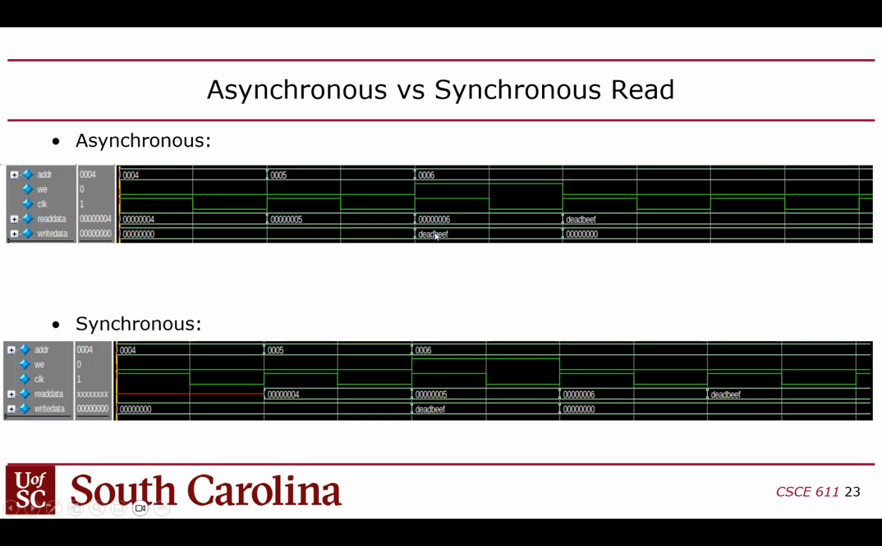The write data is dead beef, right? However, the dead beef doesn't come out until the next cycle, right? So I'm reading the old value of address 6, which is the value 6, right? The updated value, which is dead beef, is not going to come out until the next cycle. Why? Because it takes a cycle to write. The writes are synchronous.